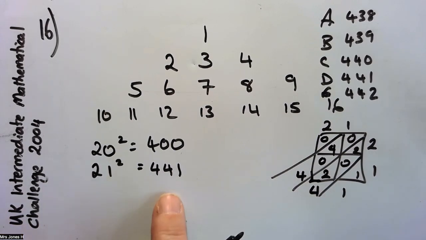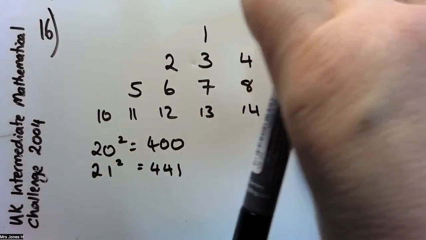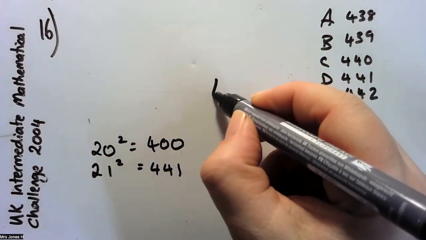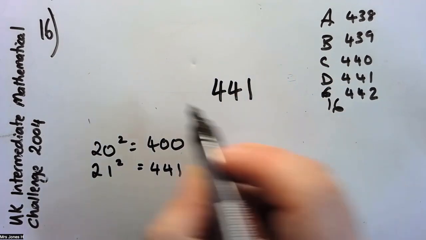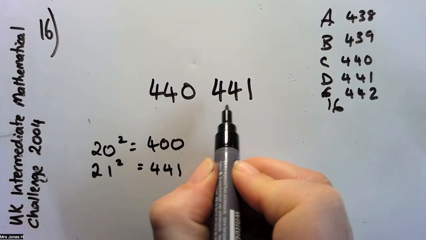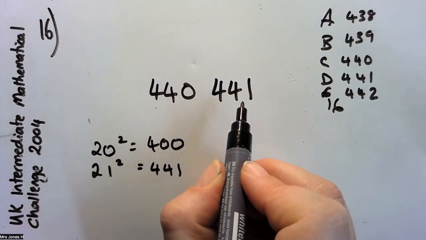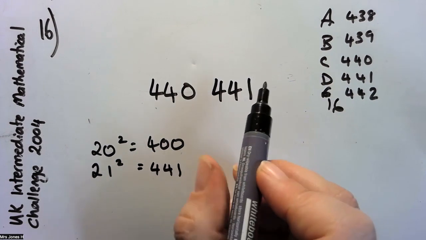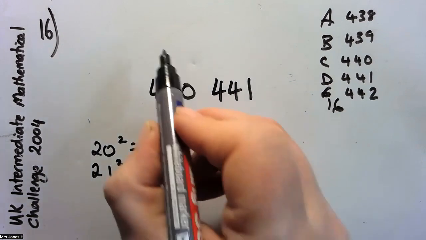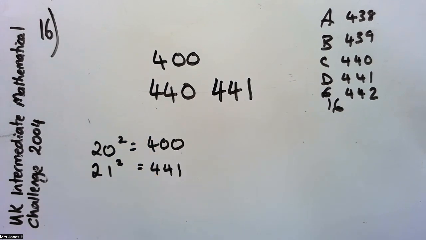So 441 is going to end a row. So at the end of a row, we're going to see 441. Therefore, along here will be 440 here. What are we looking for? We're looking for which number will appear directly below 400. So this is 441 at the end of a row. We know 400 will be the end of a row. So therefore, this is the answer.